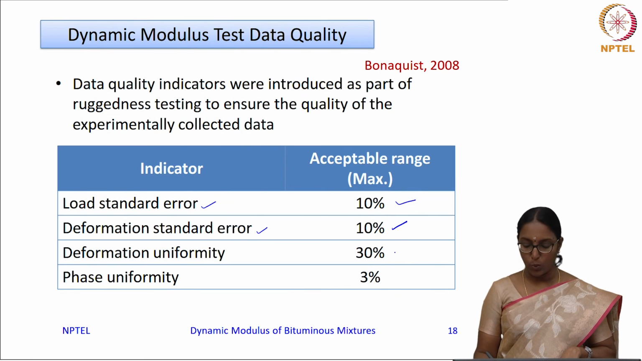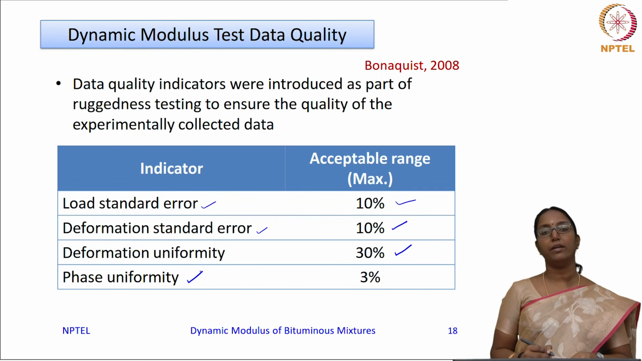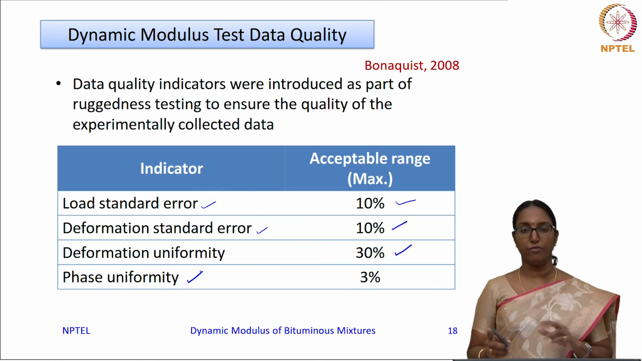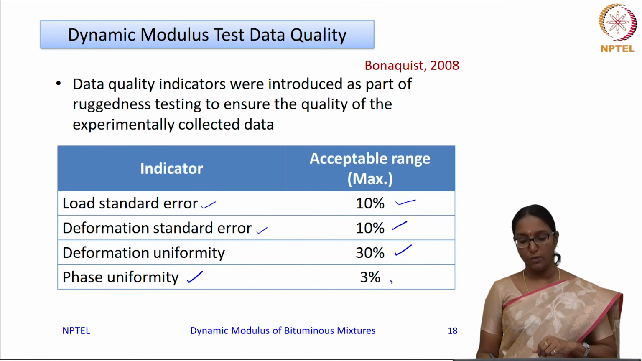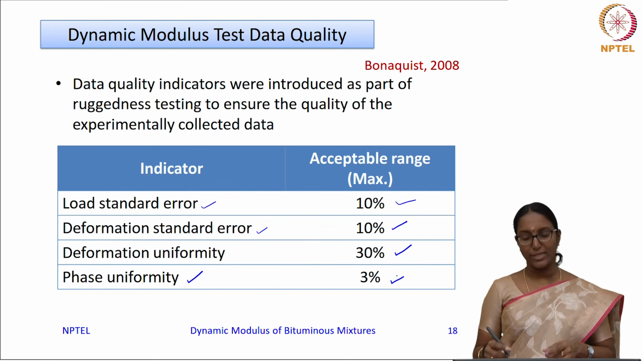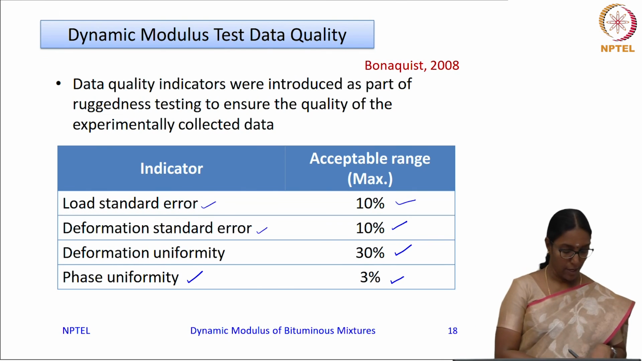That has to be within 30%, and the phase angle uniformity defines how the phase angle measurements of adjacent measurements vary from each other. So, that has to be well within 3%. So, you have to test multiple samples so as to get the repeatability of results and the data quality well within these limits.